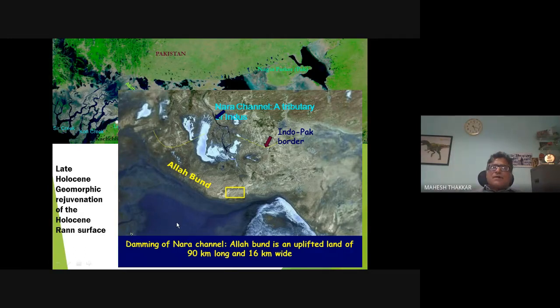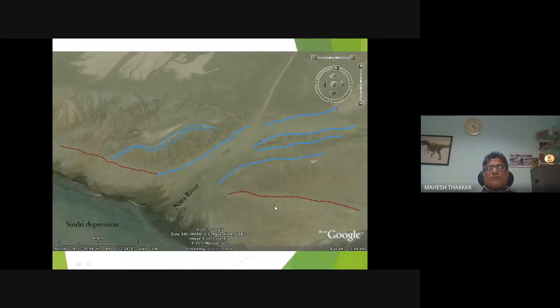This subsided down by maybe 4 meters, and we have a large scenery depression. So one earthquake, 1,000 square kilometer area is subsided to the south of Allahabad, and a long 90 kilometer track uplifted. Now look at this Allahabad's main axis from where Nara River was flowing. Look at this abandoned river system.